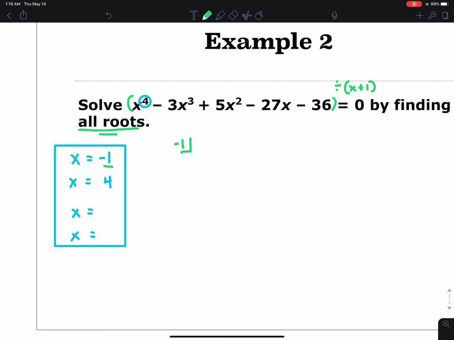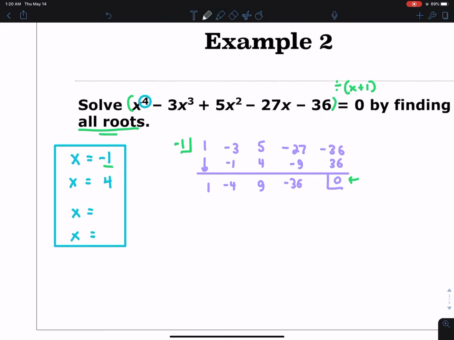So we're using -1, and then the coefficients of our polynomial are 1, -3, 5, -27, and -36. So with synthetic division, bring down our first term, multiply, we get -1, add those, we get -4. -4 times -1 is +4. Oops, that's going to give us 9, not 4. 9 times -1 is -9. Add those, we get -36. Negative times negative gives us +36. And we end up with 0. Again, we already know that that is a factor, so this has to be 0.